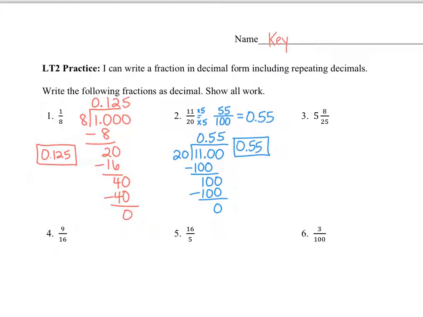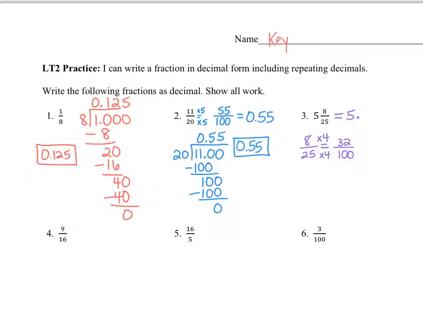For number 3, we have a mixed number, so 5 and 8/25. So since we have a mixed number, I know my final answer is going to have a whole number of 5. So you don't have to worry about the 5, as long as you know that the final answer is going to have 5 as your whole part of the number. So now 8/25, again, this one's a nice one. I can get this denominator to be equal to 100 by multiplying by 4. So what you do to the numerator, you have to do to the denominator to get an equivalent fraction. So 25 times 4 will give us that 100, and 8 times 4 gives us 32.